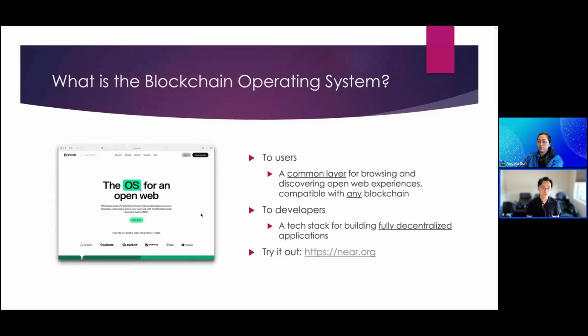You can actually go there and discover a bunch of applications. And one thing to mention here is that the blockchain operating system is actually compatible with any blockchain. So if you go to near.org, you can find applications that are deployed on Near, but you can also find applications on other blockchains such as Ethereum, Polygon, Arbitrum, BNB chain, and so forth.